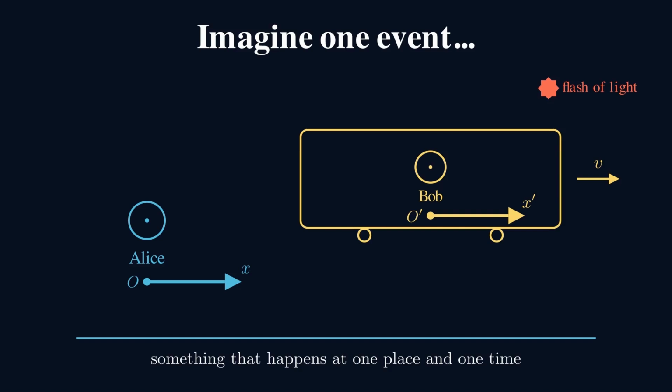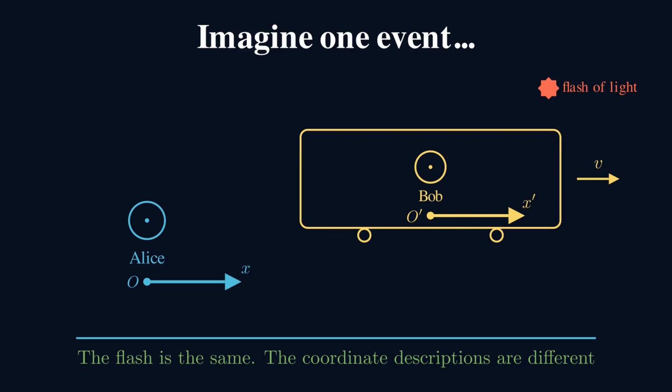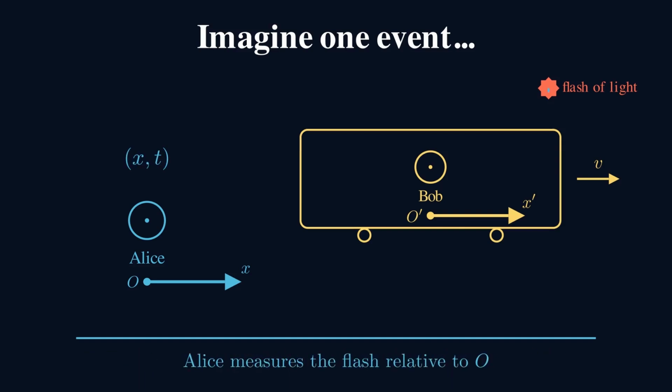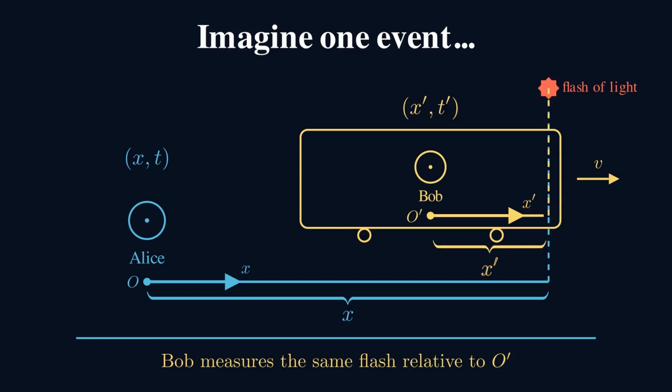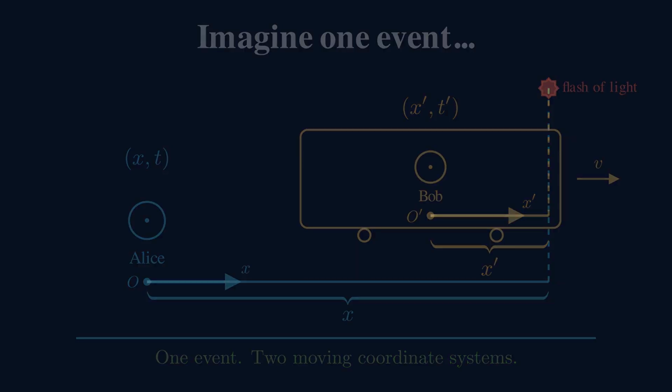Now, Alice is at the origin, her origin, O. And so her description of the event depends on coordinates x and t relative to the origin O and relative to her time frame. And so the event occurs at a distance x from her and at a time t. On the other hand, Bob measures the same event from the origin O prime, and for him it occurs at a distance x prime and at a time t prime. So we have one event but two coordinate systems.